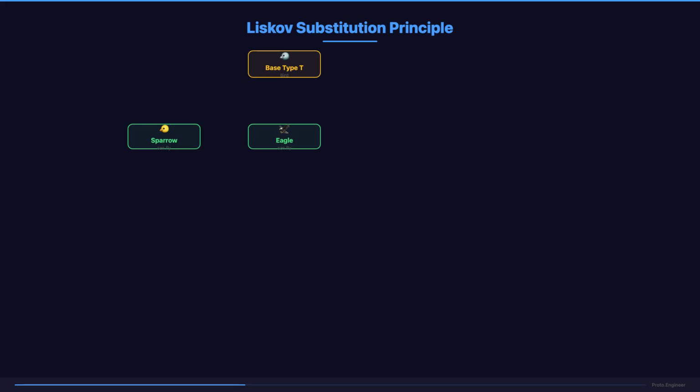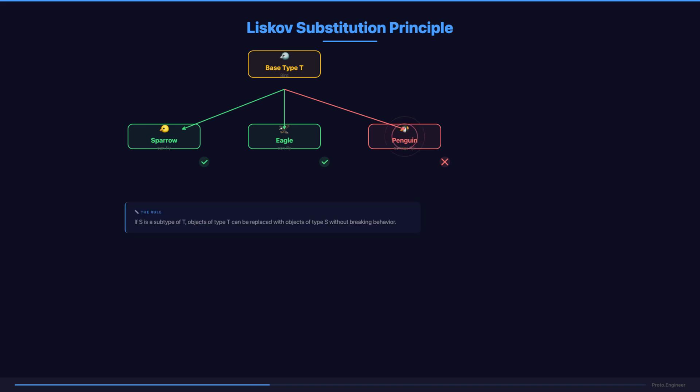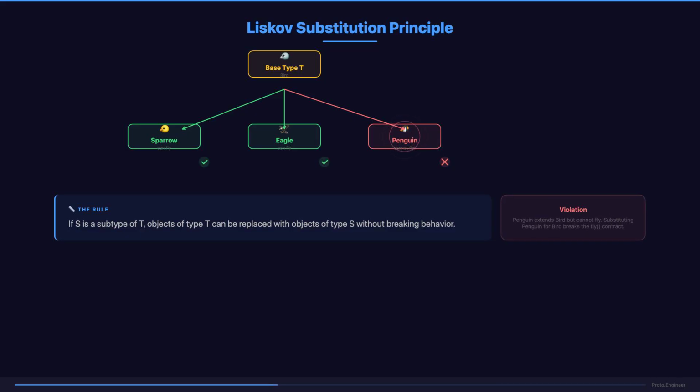Here's the classic example. You have a bird base type with a fly method. Sparrow extends bird, and it can fly. Eagle extends bird, and it can fly. But penguin extends bird, and it cannot fly. If your code calls bird.fly and someone passes in a penguin, it breaks. The penguin violates Liskov because it cannot fulfill the contract that bird promised.